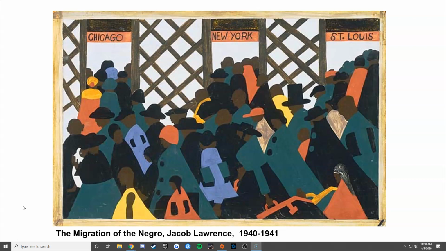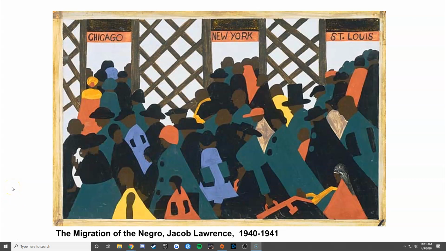Again, we're looking at what were the reasons they left the South, the push factors, what pushed them out, what were the factors that pulled them northward, what the North offered, and then the positive and negative effects on both the South and the North of this demographic change.